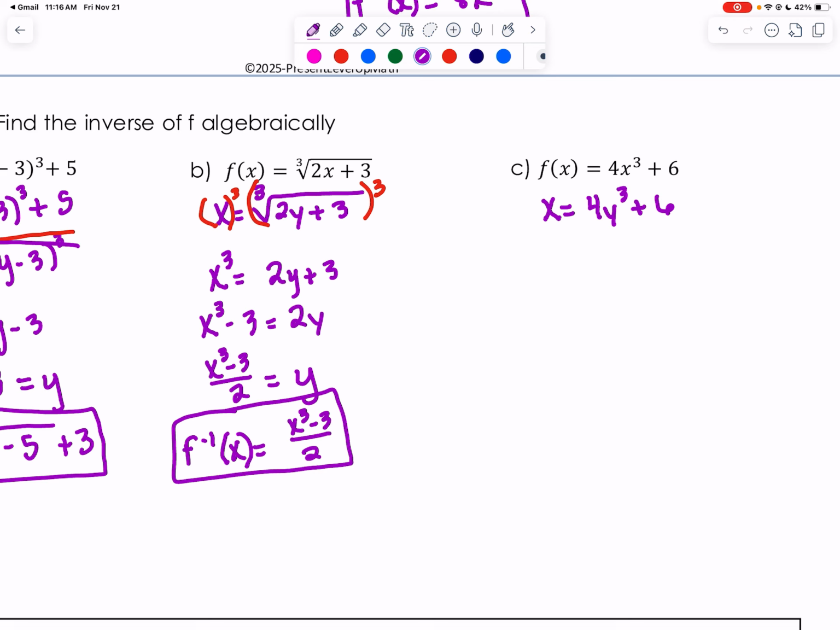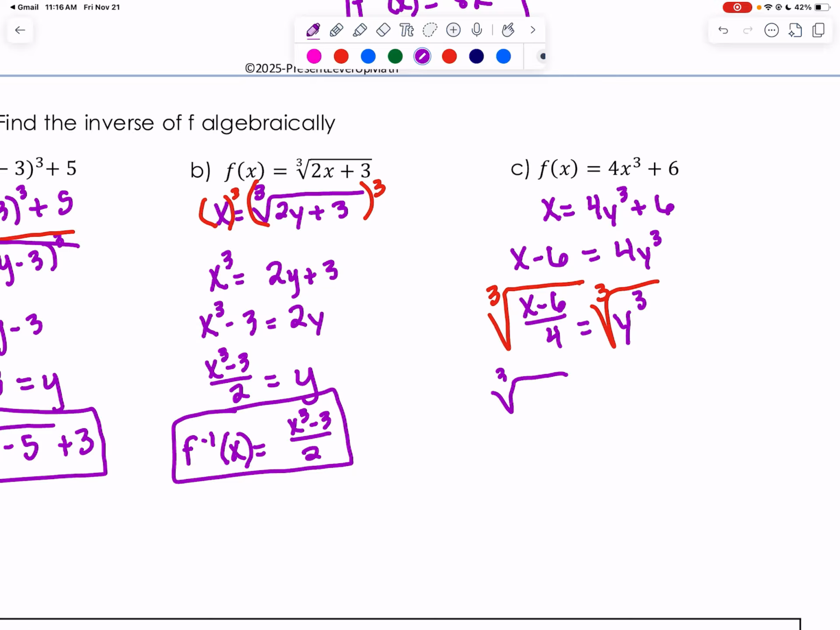All right, hopefully you subtracted 6. X minus 6 equals 4y cubed, and then divided by 4. So x minus 6 divided by 4 equals y cubed, and then took the cube root. So cube root of x minus 6 over 4 is equal to y. And then lastly, wrote that in inverse notation. So cube root x minus 6 over 4.